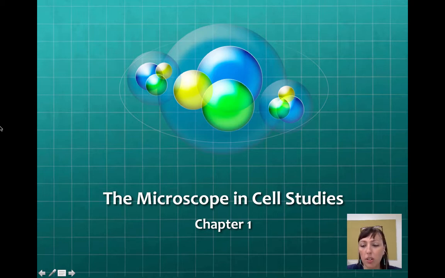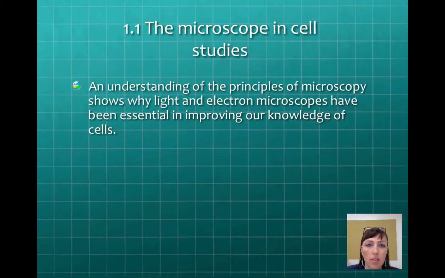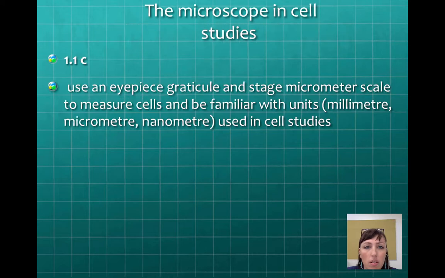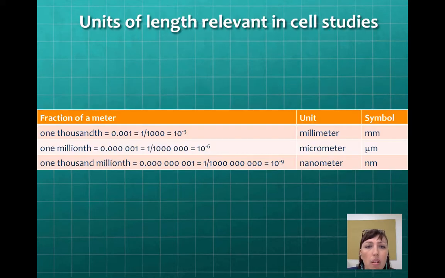Today we're going to talk about the microscope in cell studies. Here are your Cambridge objectives for understanding about the microscope. So you will use an eyepiece reticule and stage micrometer in the lab once we get into lab. But for now, you're just going to learn how to use them. Okay, so the common units of length that are used in cell studies are millimeter, micrometer, and nanometer.